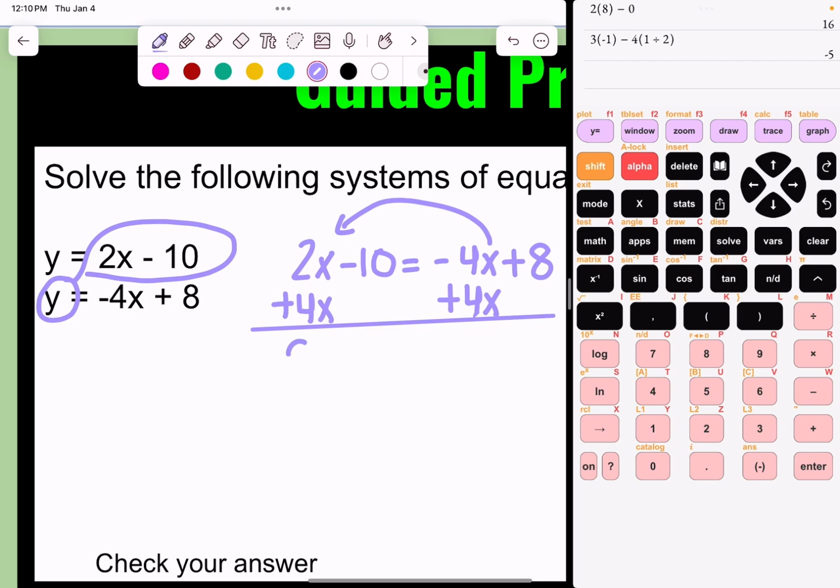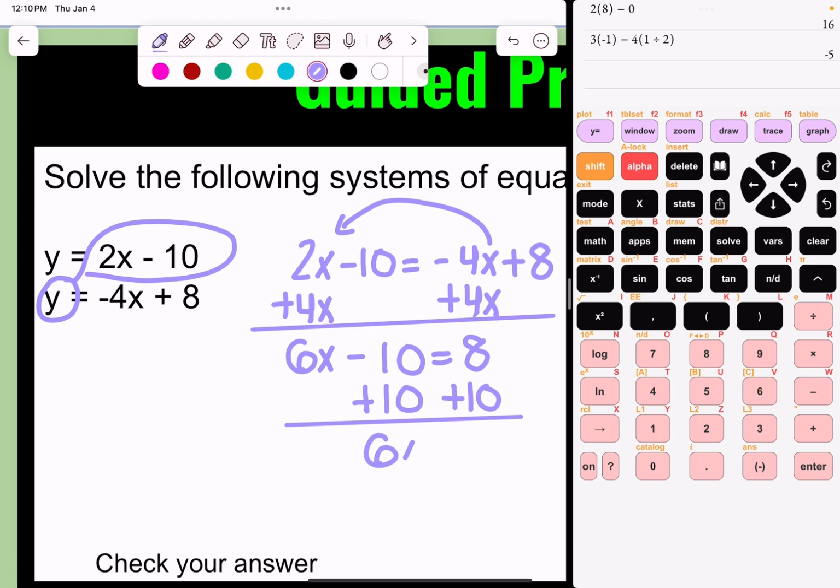2x plus 4x is 6x. Minus 10 equals 8. Now instead of minus 10, I'm going to add 10 to both sides, and I will get 6x equals 18. I want to get rid of the 6, so I'm going to divide both sides by 6, and I have x equals 3.